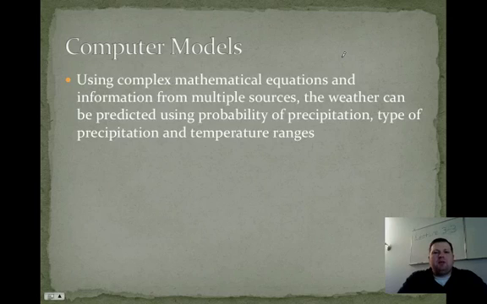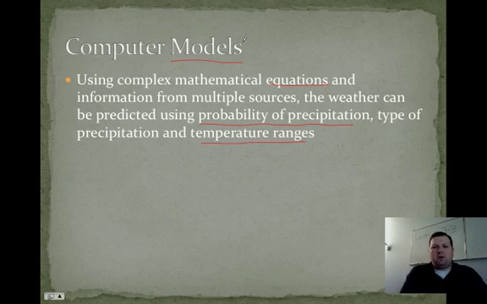But the biggest tool we use nowadays are computer models. Now, a computer model is a program that uses complex mathematical equations and information from multiple sources to predict the weather. It can predict the probability of precipitation, type of precipitation, temperature ranges. It's going to spit out a diagram which says, okay, here are the chances for precipitation in these various areas. This is going to be the intensity. This could be the temperature ranges we expect.